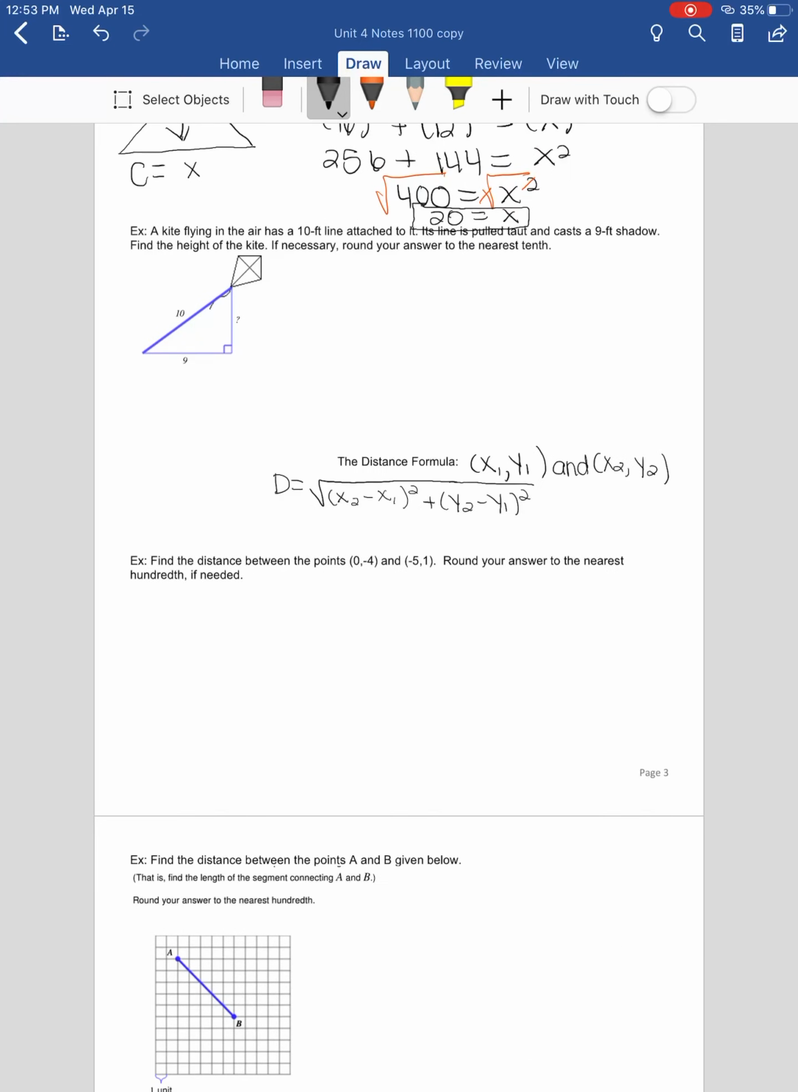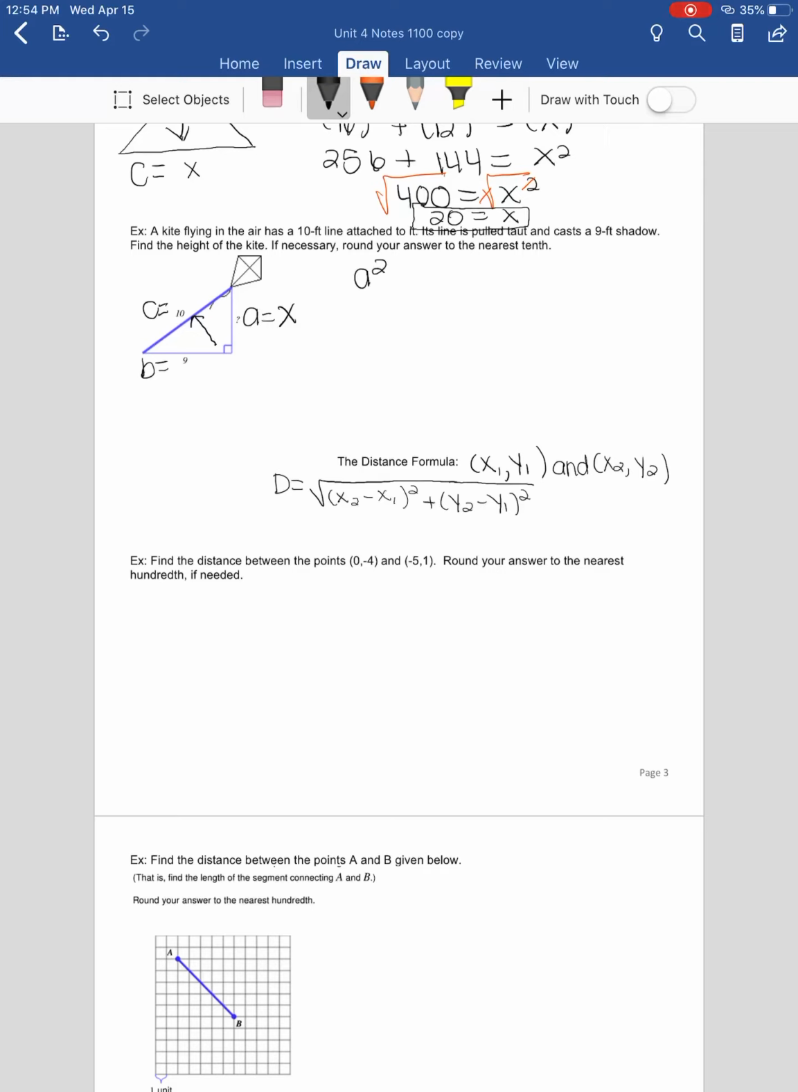One more of these before we move into our last concept for this section. A kite is flying in the air and has a 10-foot line attached to it. The line is pulled taut and casts a 9-foot shadow. Find the height of the kite, if necessary, round to the nearest tenth. So they give us this picture, and it shows us across from the 90 degrees is our hypotenuse, which is 10. So our C value is going to be 10. Our other two side lengths are going to be A and B. So we don't know what A is, we'll call it X, and then B is 9.